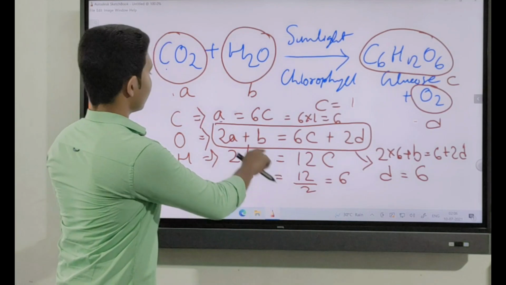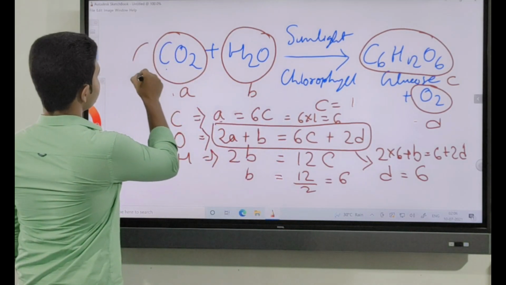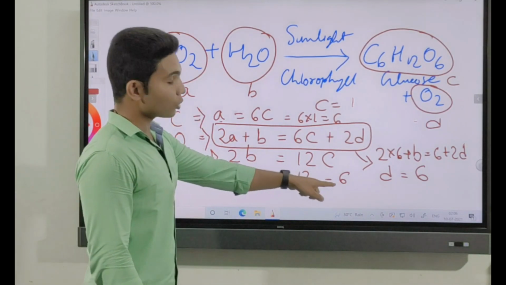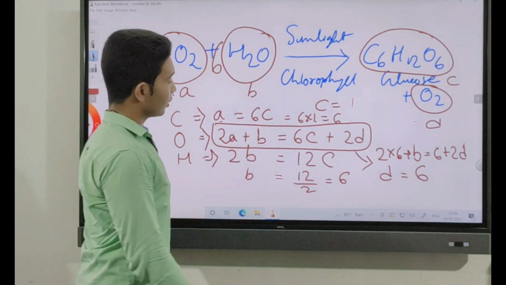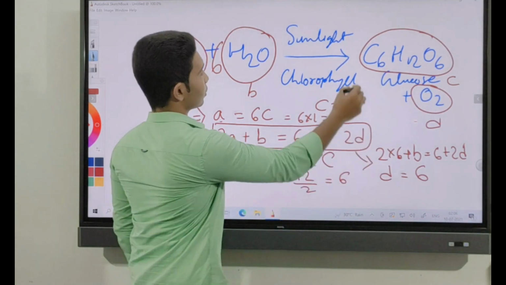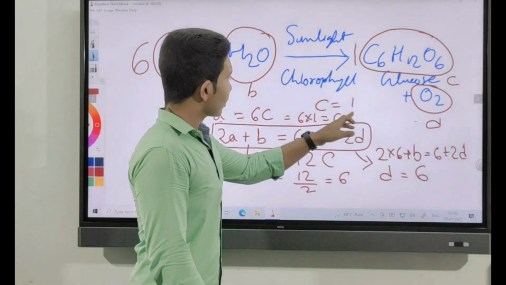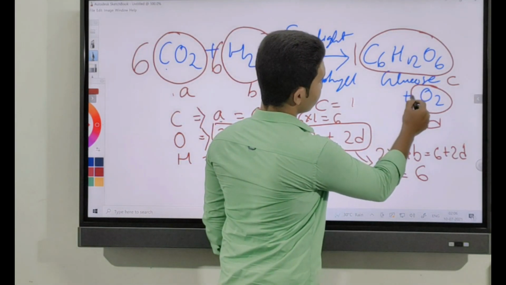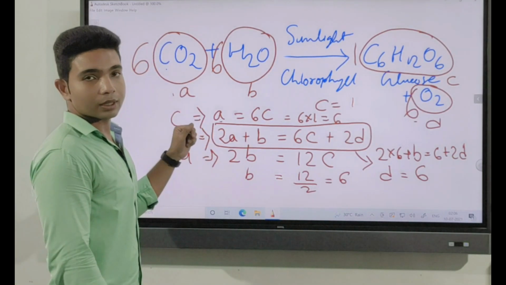Fine. So we have A here as 6, we are going to put the value of A here as 6. Next we have B, also 6, we are going to put 6 here near the B. Next, C we had imagined as 1, so we are just going to put 1. If you don't put it, that is also fine. Then the last one, D is also 6, so we are going to put 6 here. Now you see whether the equation is balanced or not.